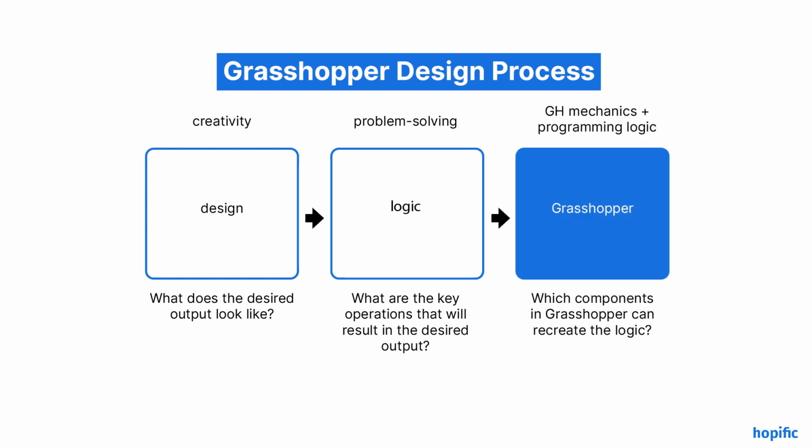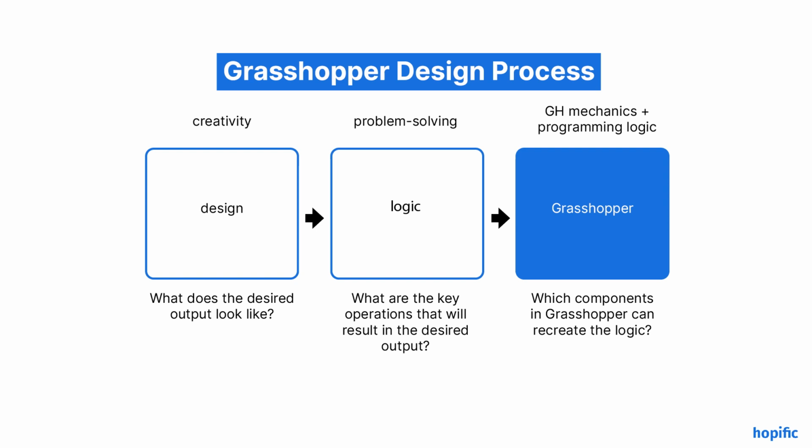Once we have a clear design output in mind and we have a rough roadmap of how to get there, that's when we open Grasshopper and break down the logic into component sequences. We'll find the components that can best recreate the logic we sketched out and flesh out the script from there. This is where we're going to apply the programming concepts, use specific components, and manage the data flow.